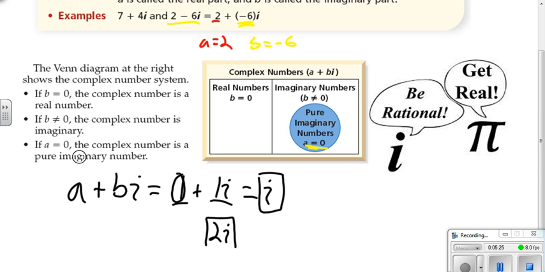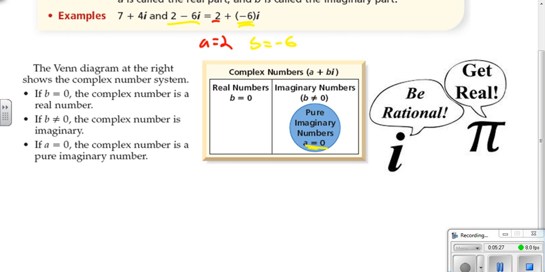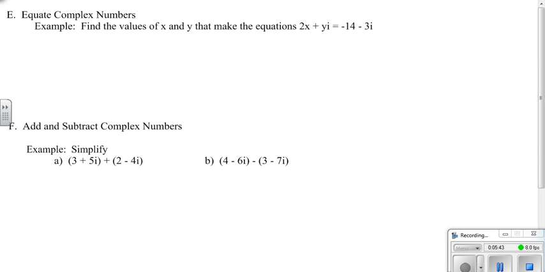So, knowing all that, that makes this joke, again, super hilarious. i is telling pi, hey, be rational, because pi is irrational. And pi is telling i, hey, get real, because i is imaginary, it's not real. So again, another super hilarious joke.